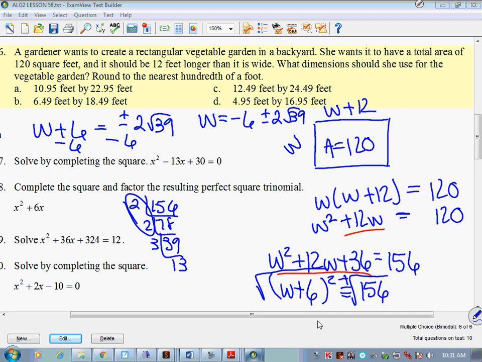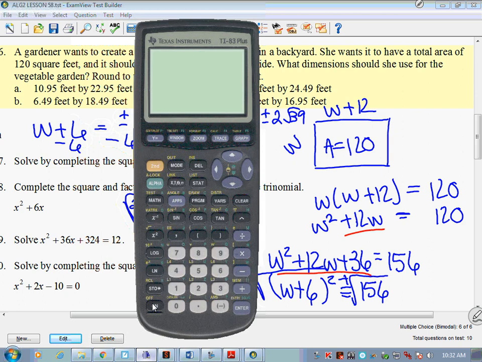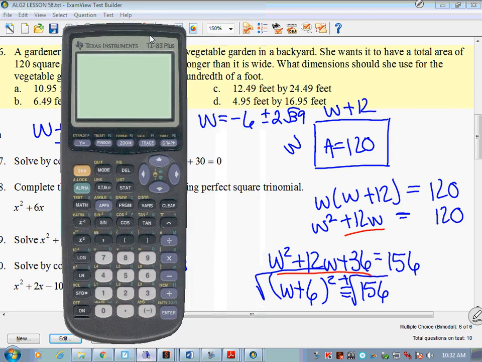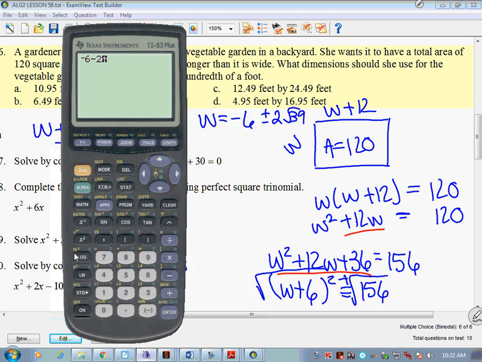Now we actually need to calculate some things. We have two options. W could be negative 6 plus 2 radical 39, or negative 6 minus 2 radical 39. We have to figure that out, so let's do some calculations. Hopefully we've got our work right. Let's try negative 6 minus 2 radical 39. That gives me negative 18. Can the width be negative? No. So that was maybe a waste of my time.